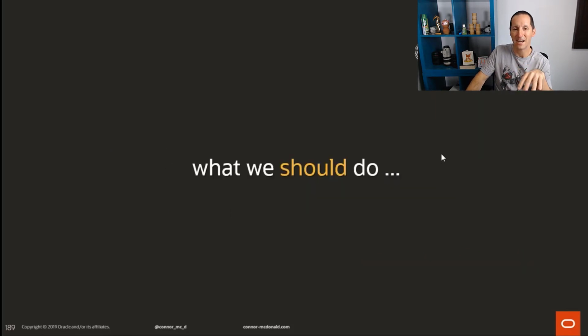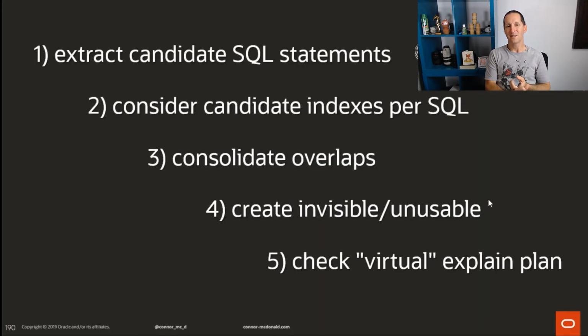If you're a DBA and you've ever created an index, let's walk through quickly what you're meant to do before you create a single index ever on an Oracle database. You should go get all the SQL statements that might be impacted by it. Consider candidate indexes on those SQLs. You need to consolidate any overlaps. If I have a query that queries on A and B columns and a query that queries on A, I don't need 2 indexes. One index on A and B solves both those problems. So I need to consolidate them.